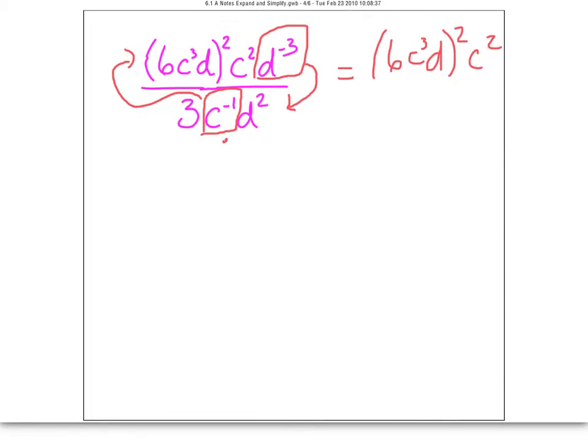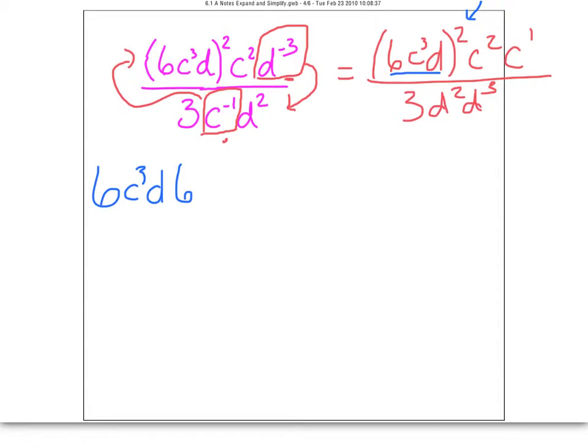Now this c to the negative 1 comes up, so I'm going to do c to the 1. Then I have on the bottom 3, d squared, and this d comes down, so it's d cubed. Now this looks just like the last problem, and I'm just going to do the expansion method on that. Let's expand out the top first. So I'm going to do the 6, c cubed, d 2 times. I'm going to do the c twice and then the c once.